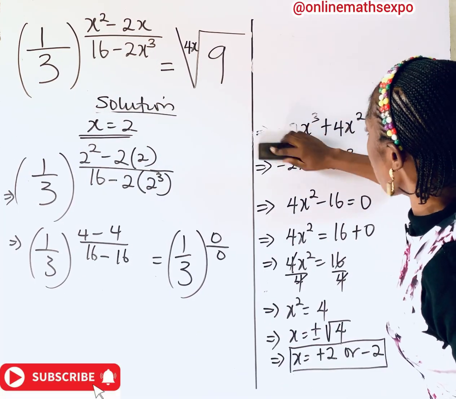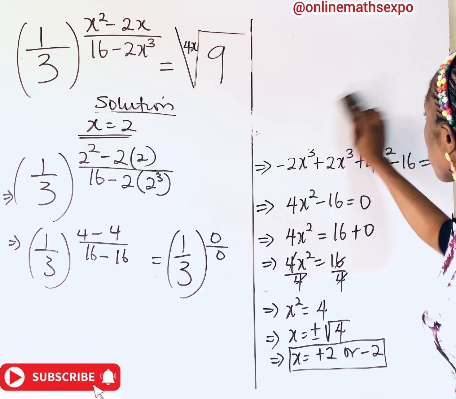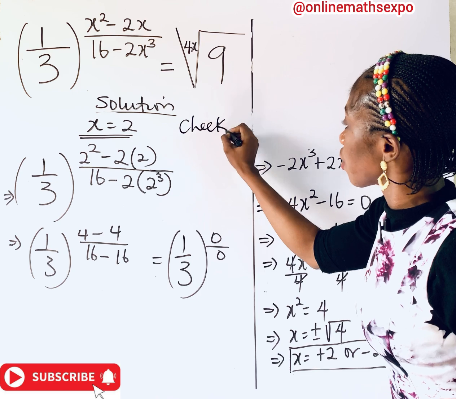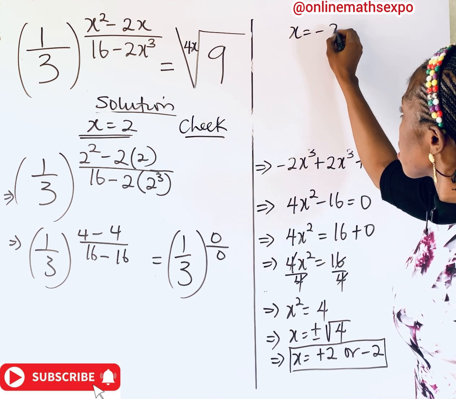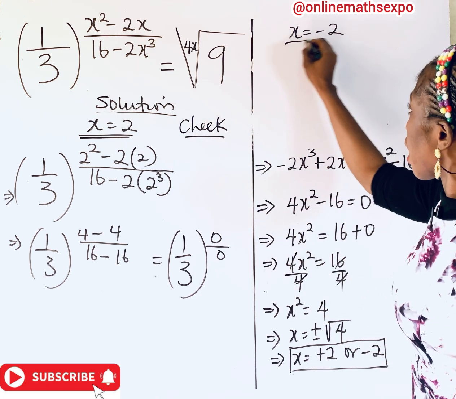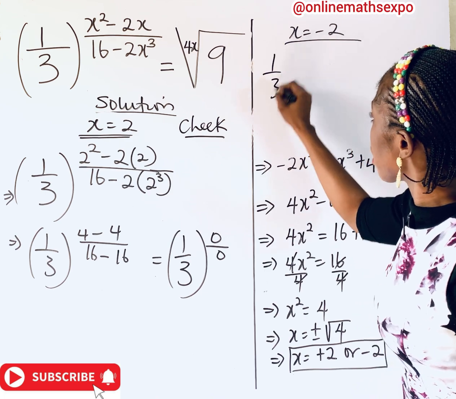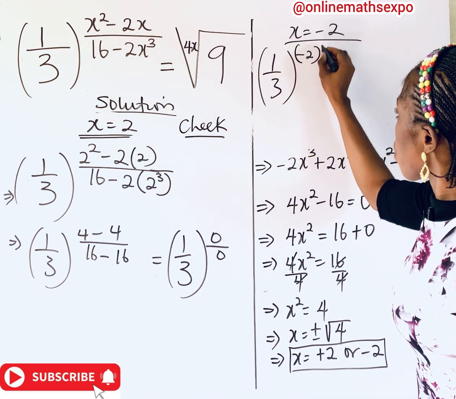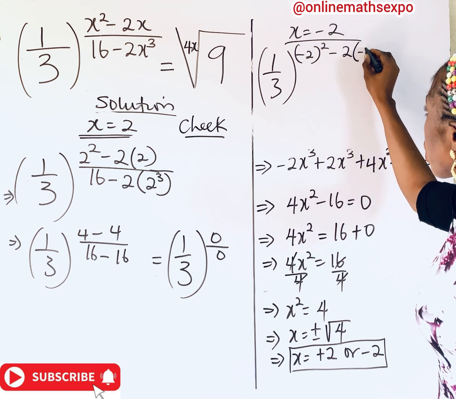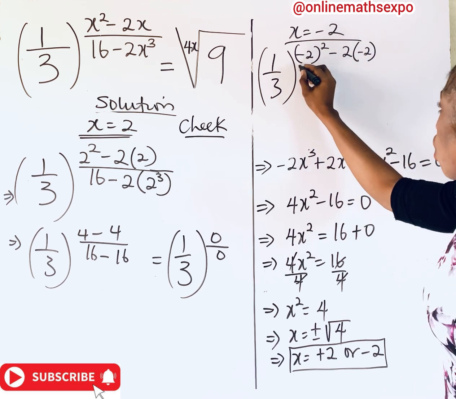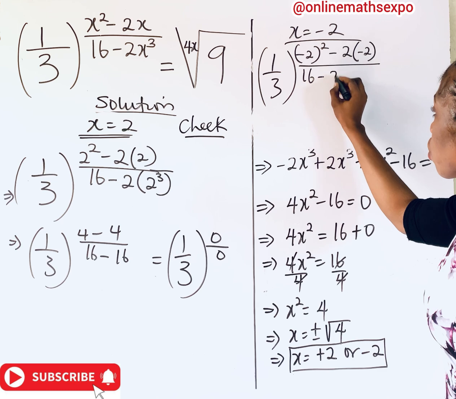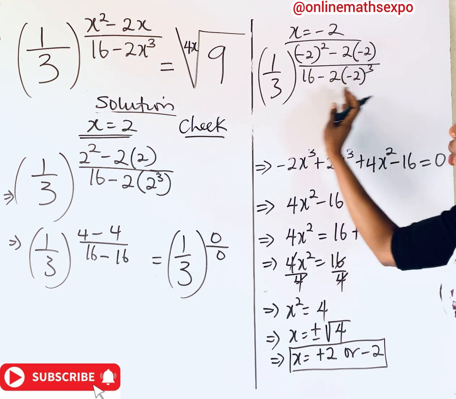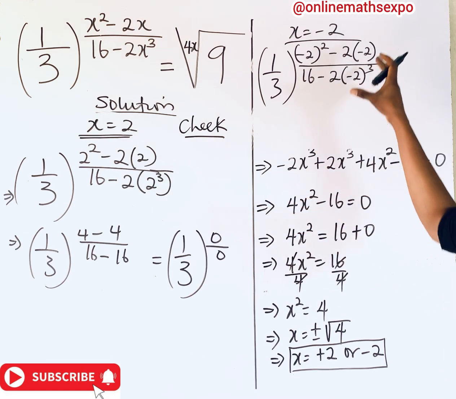So let's do it for when x is -2. Remember what we are doing is a check. So we check for when x is -2. We're going to now have 1/3 raised to power (-2) squared minus 2 into -2, all over 16 minus 2 into (-2) cubed. Let's check the left side and see if it's a solution.